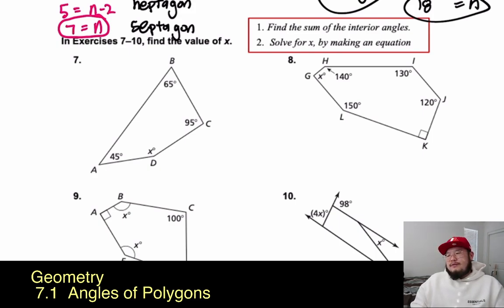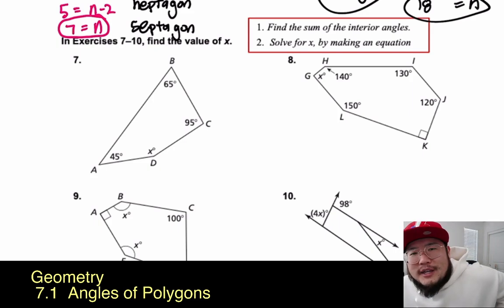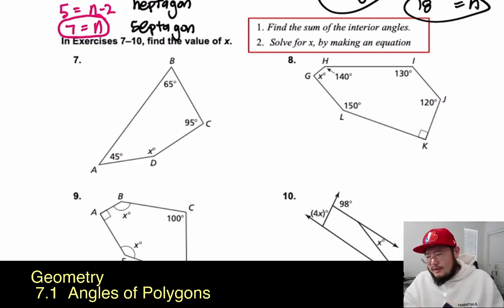First, we've got to find the sum of the interior angles, and eventually at some point you're going to memorize them. You already know what it is when it's a triangle, 180. So finding the sum of the interior angles is important first and foremost. After that, you're going to have to solve for x by making an equation. So make sure you create an equation when we do these problems.